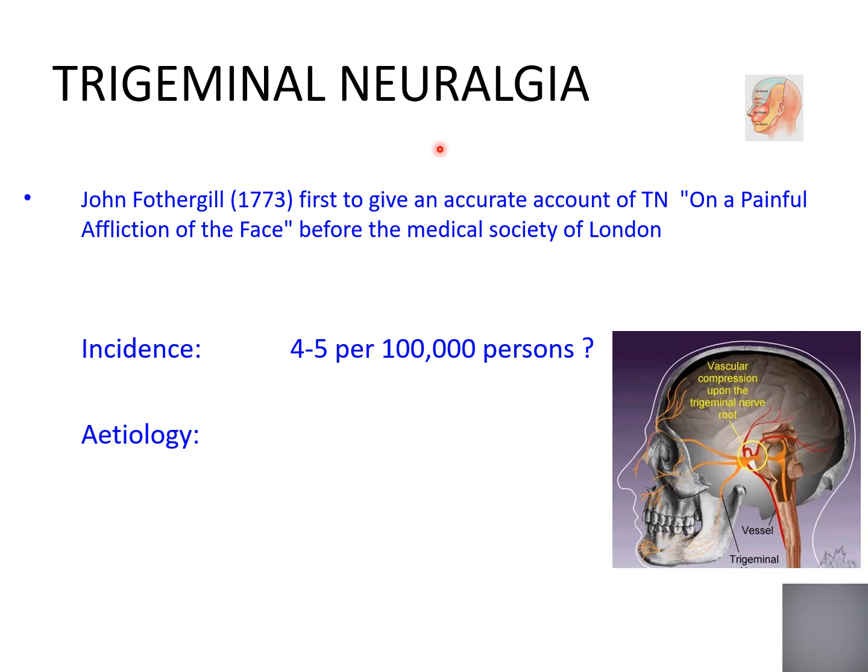Trigeminal neuralgia is the most recognized neuralgia in the head and neck region, and although historic accounts have existed from the times of ancient Greeks like Hippocrates, John Fothergill was the first to give an accurate account of trigeminal neuralgia in the UK. In 1773, he presented a paper entitled On a Painful Affliction of the Face before the Medical Society of London, which is now the British Medical Association.